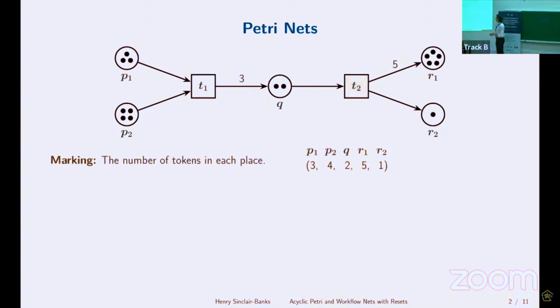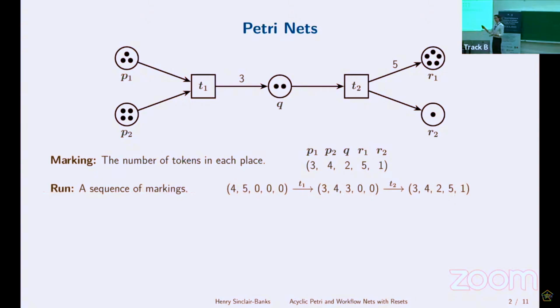I'll introduce a little bit of notation that's slightly different. A marking is just a configuration. It just tells you how many tokens are in each place. In this one, I've got 3 in P1, 4 in P2, 2 in Q, 5 in R1, and 1 in R2. And a run is the same kind of thing as for VAS. It's just a firing sequence of transitions. You've seen one already. I've just shown you a very short 2-transition run where I started with the marking 4, 5, 0, 0, 0, and I went to this marking here by first firing T1 and then firing T2.